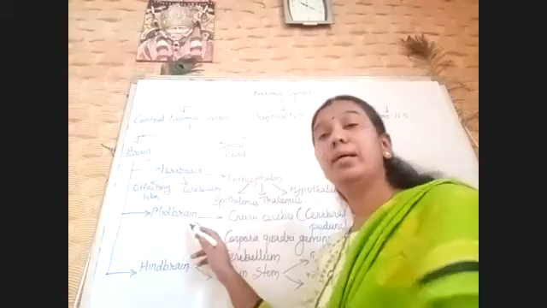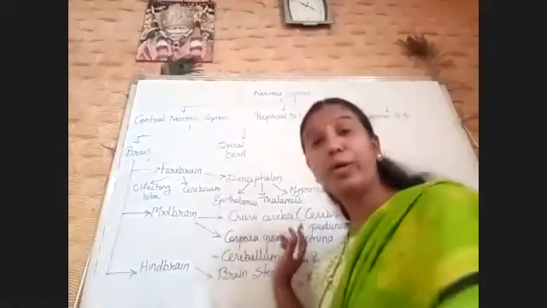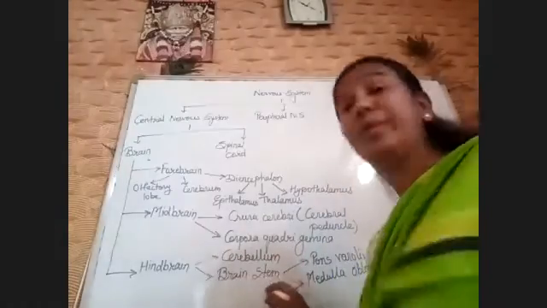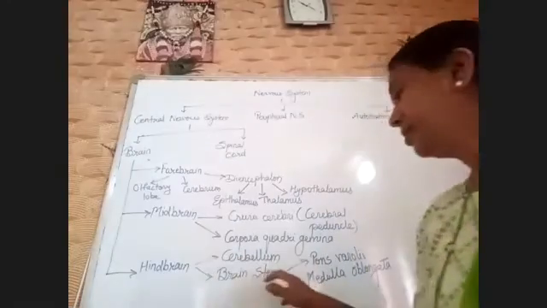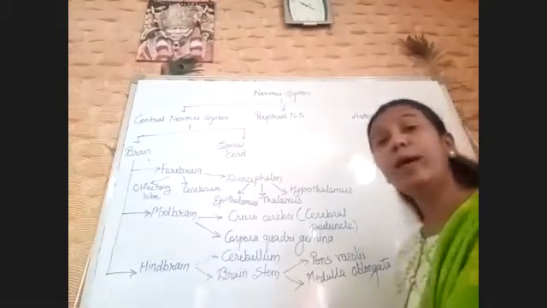Then midbrain consists of two parts: dura cerebri and the corpora quadrigemina. Hindbrain consists of cerebellum and the brainstem. Brainstem again consists of two parts: pons varoli and the medulla.